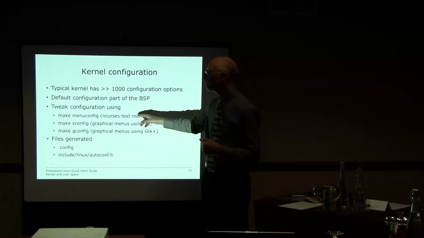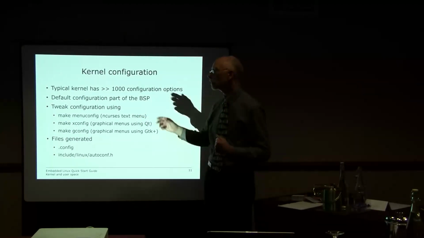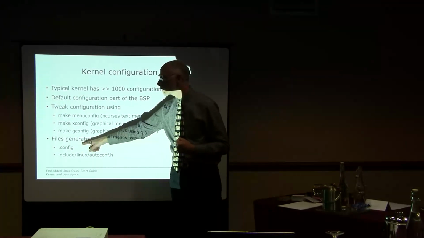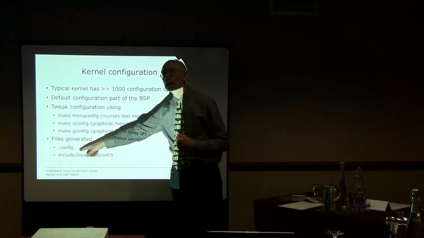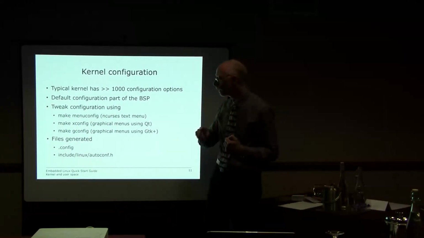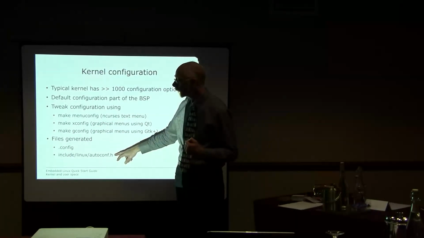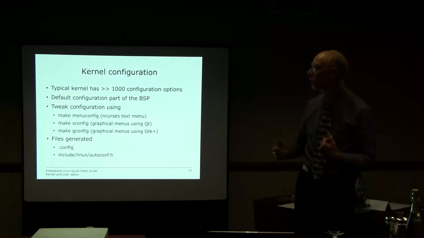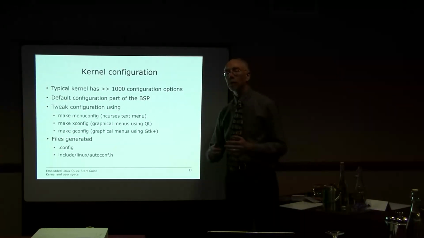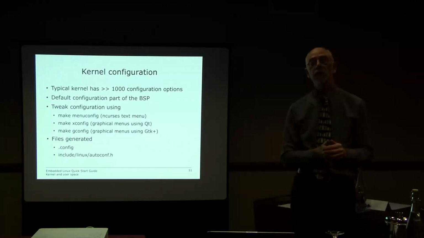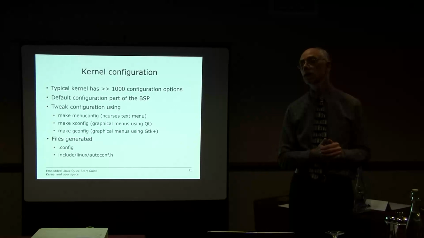So you run, for example, make menuconfig, do whatever you want, save the result, and you'll find that you have an updated file called .config in your kernel source tree. .config is just a text file containing all this stuff. And it also generates a header file, an include file, autoconf.h, which is essentially .config in C code. So for every option in .config there'll be a hash define, which means you can then bring that into source code and do conditional compilations.